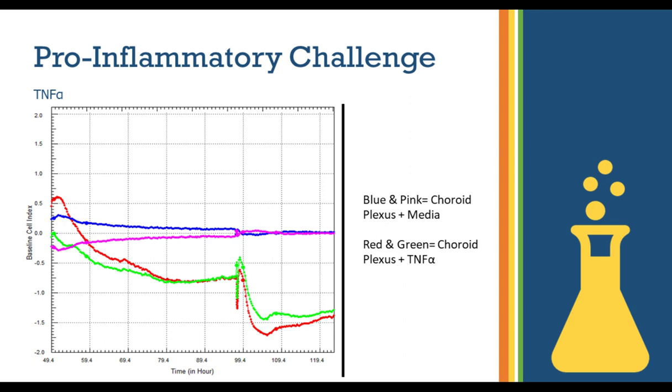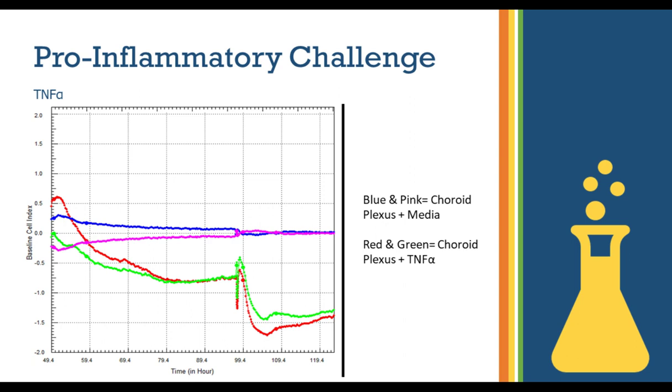If you think about our graph from a few seconds earlier with the concept of xCelligence, when you start to see that decrease in trace, it indicates that there is cell detachment or death, or damage to the barrier function. So TNF-alpha did indeed damage our choroid plexus barrier properties.